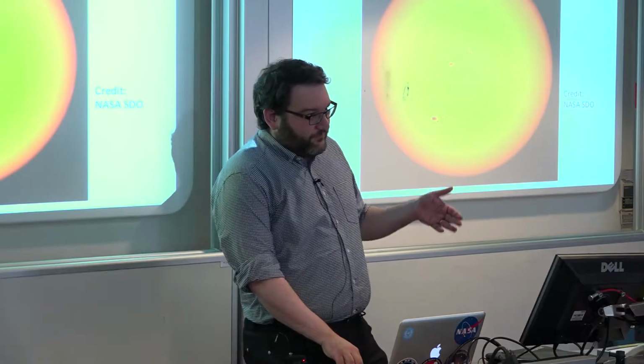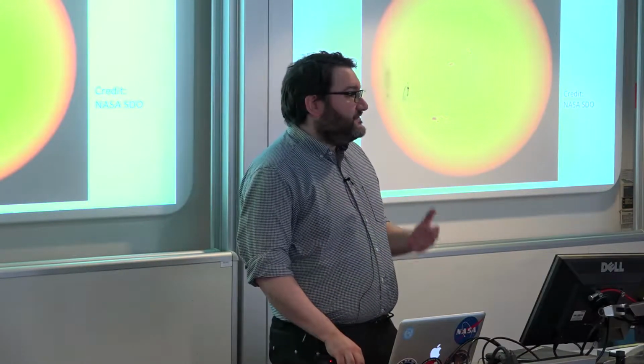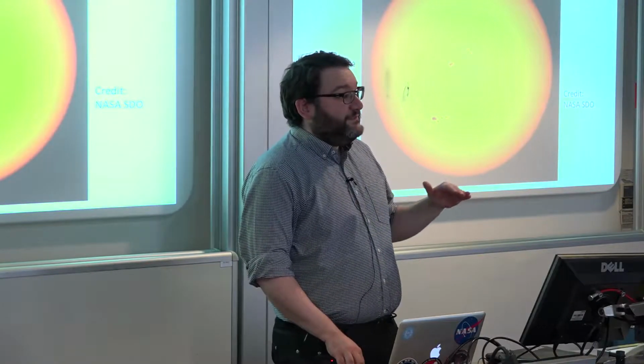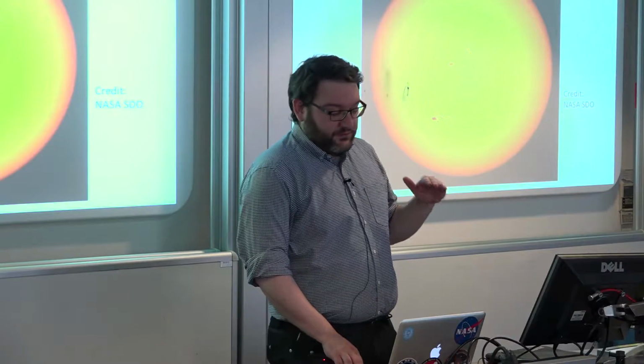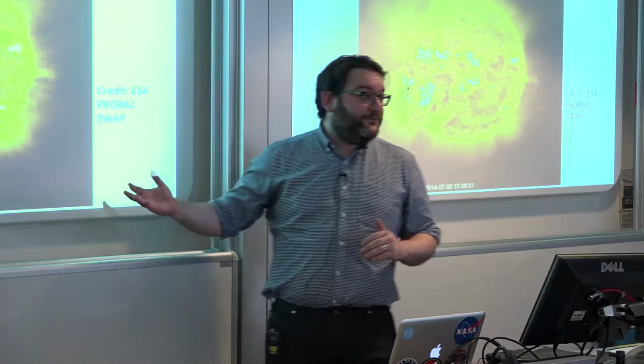The real breakthrough came when the first satellites carried UV imagers. UV light from the sun doesn't reach the ground, it's absorbed by the upper atmosphere, so you have to go into space to take a UV picture of the sun. And when you do, and you take a video and speed it up, this is what you see.